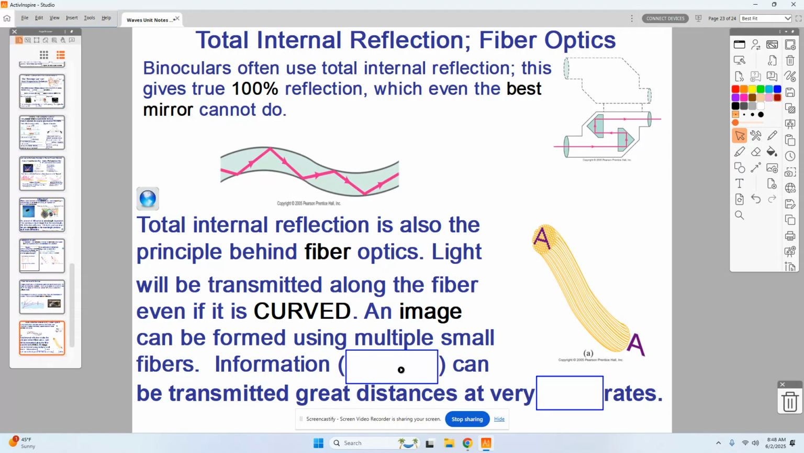Information sent as pulses can be sent great distances at very large rates. And so at very high rates, we can send a lot of information as a light source along a fiber optic cable. This video here is about 5 minutes. I'm going to show you that to finish the day, showing you the engineering side of a fiber optic cable, how that's made.